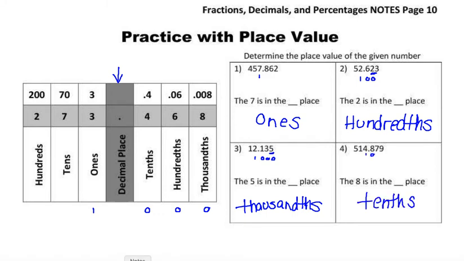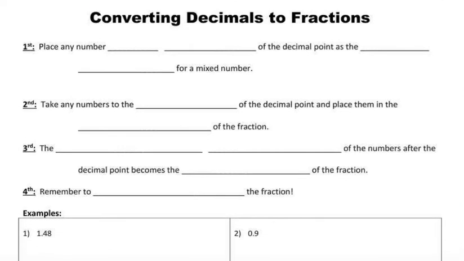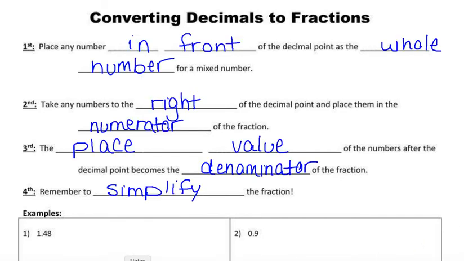So the 8 is in the tenths place because it's the first place after the decimal point. Now, if we look down below, we're going to talk about how to convert decimals into fractions. So let's fill in all these blanks. Okay, so there's all your words that you can fill in really quick.